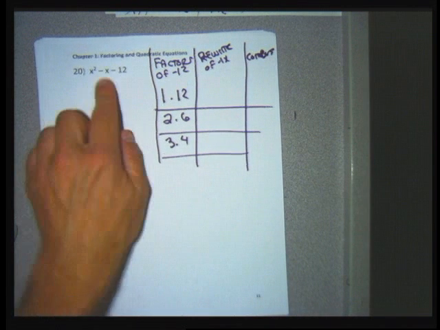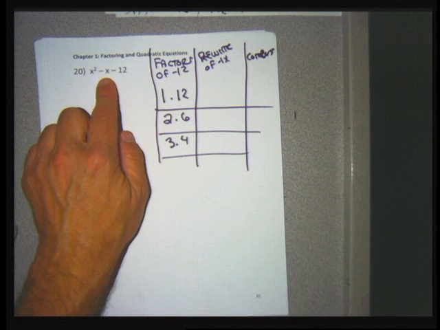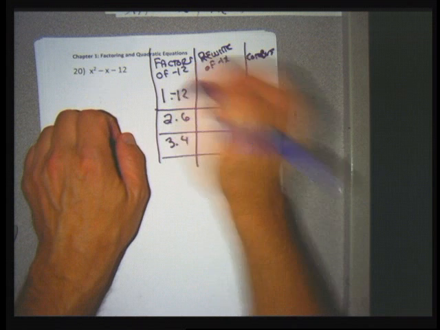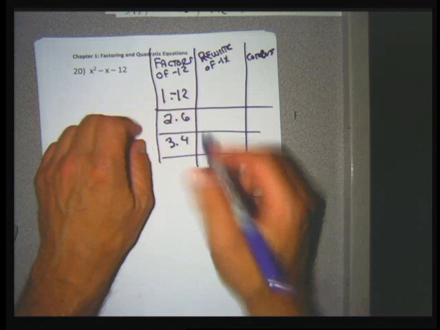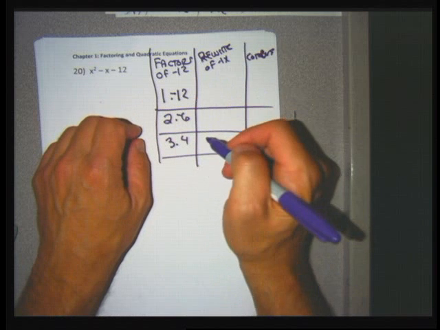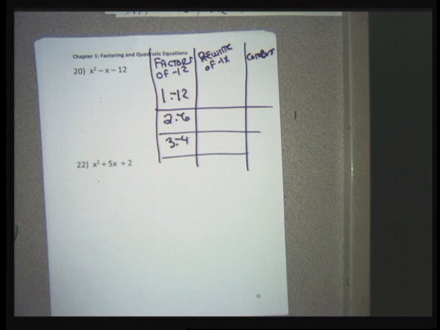If the middle term is a negative, then the only hope to get a negative is to take the negative with the bigger of the numbers. Between 1 and 12, the 12 is bigger, it needs the negative. Between 2 and 6, the 6 is bigger. Between 3 and 4, the 4 is bigger.